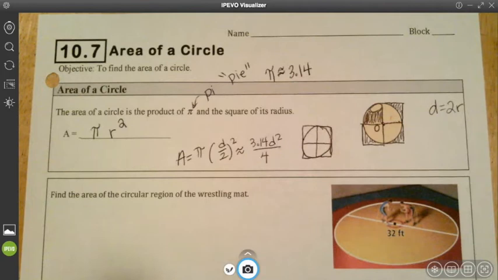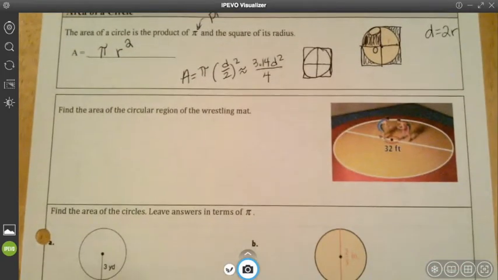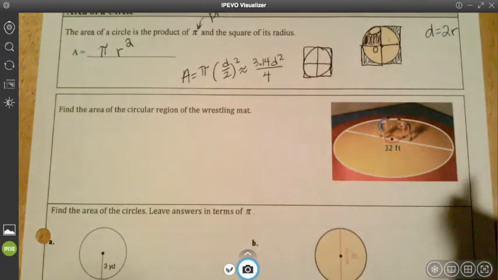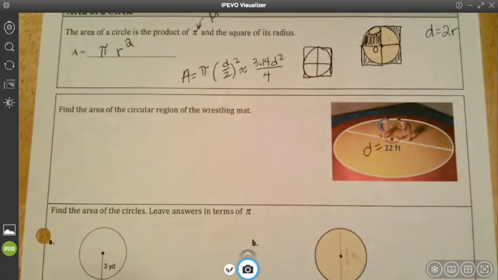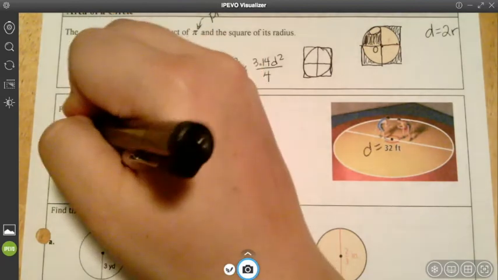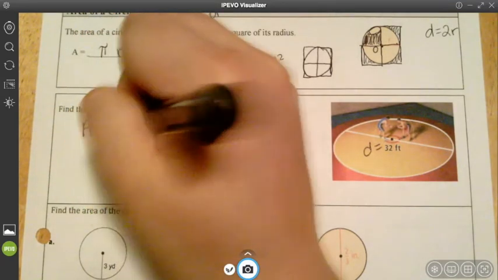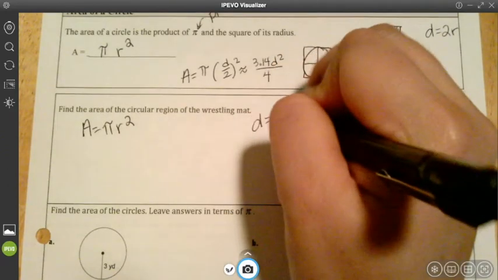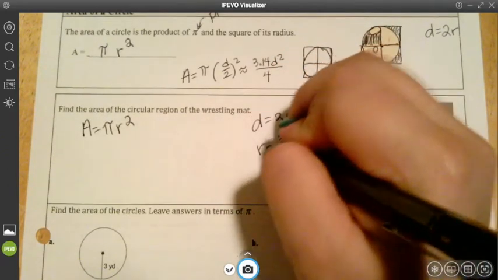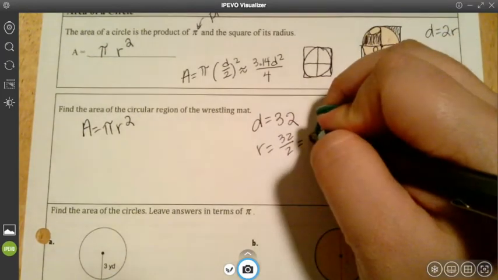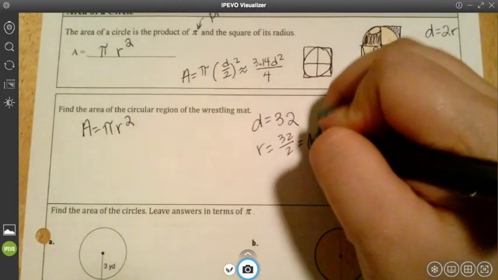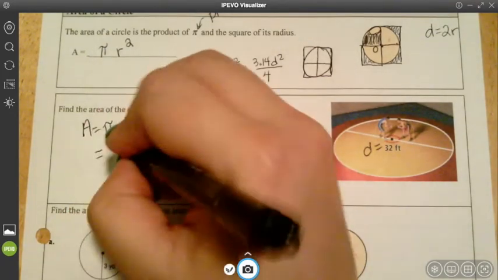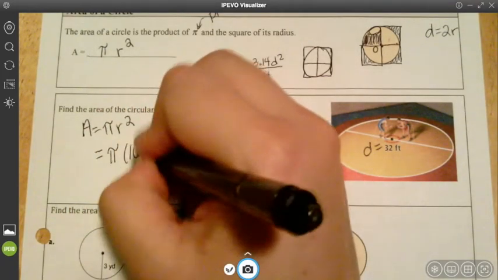So we want to find the area of the wrestling mat here. We have 32. 32 represents that whole white line. That is a diameter. In order to calculate our area using pi r squared, we need to find the radius. If the diameter is 32, the radius will be half of that, which is 16. Substitute that into the equation, pi times 16 squared.